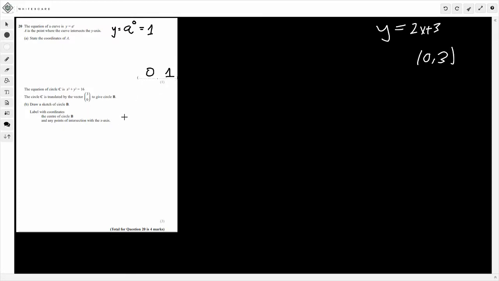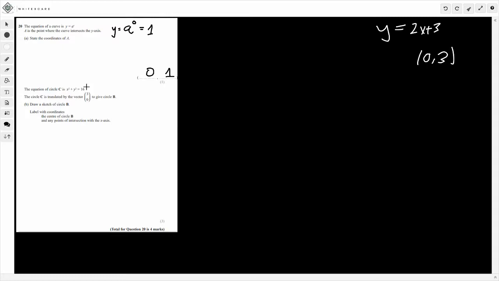For the second part, we have the equation of a circle, C, is x squared plus y squared is equal to 16. The circle C is translated by the vector 3, 0 to give circle B. And we have to draw a sketch of circle B. So quite a tricky question this. I know it did catch a lot of GCSE students out. How do we go about doing this?